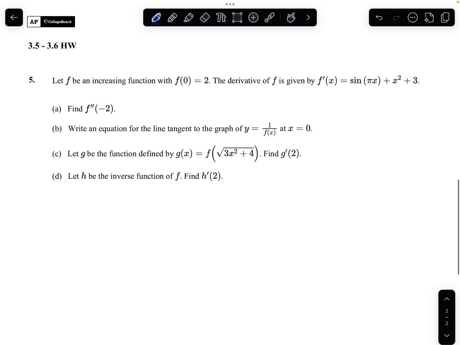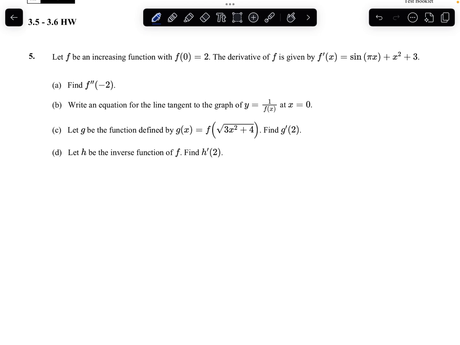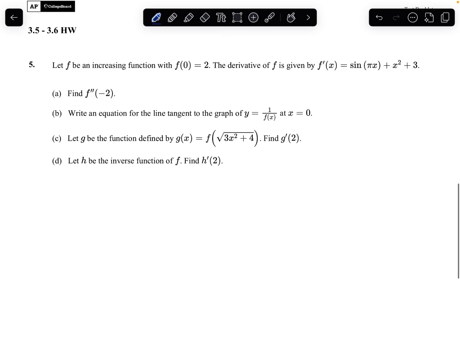And for 5, this one's not multiple choice. This one is free response. So let f be an increasing function, with f of 0 equal to 2. The derivative of f is given here. This is no calculator, by the way. So find f double prime of negative 2.